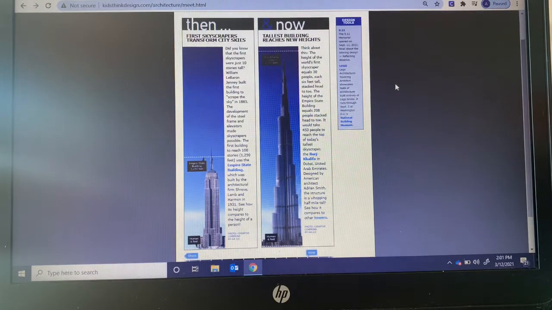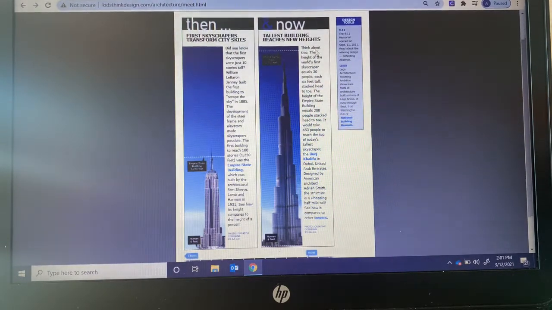The first building to reach 100 stories was the Empire State Building, which was built by the architectural firm Shreve, Lamb, and Harmon in 1931. See how its height compares to the height of a person? So down here would be a person, and this shows the building at 1,250 feet. So this was one of the world's largest buildings when it was first built in the 1930s.